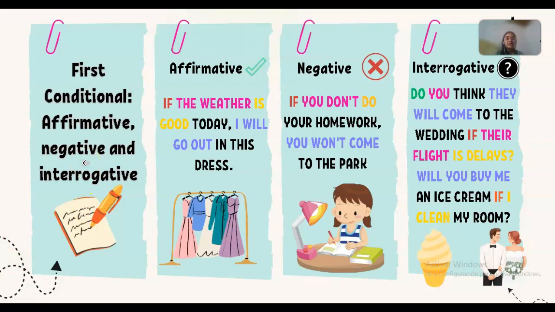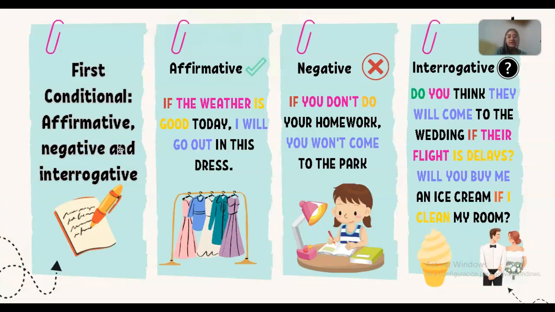In negative sentences, the structure is as follows: the if, the subject, which is negated, in this case you don't, the present simple, and finally the future simple in negative, in this case you won't come. If you don't do your homework, you won't come to the park.